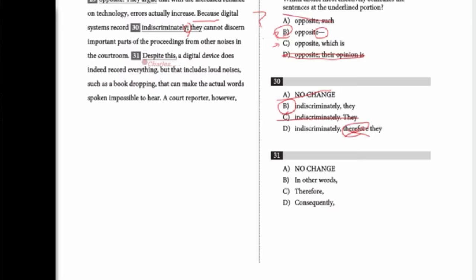Okay, so it's continuing the idea that they can't discern between different noises. So it's not despite, which is a contrasting transition. It's not therefore. Therefore and consequently are both cause and effect, so they're not right. They're both the same, so that's a flag that they're wrong. B, it has to be in other words. 31 is B. In other words, a digital service does indeed record everything. Yeah, so that's another additive point. So that makes sense. 31 is B.